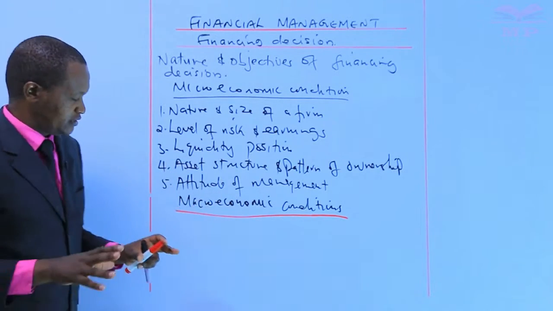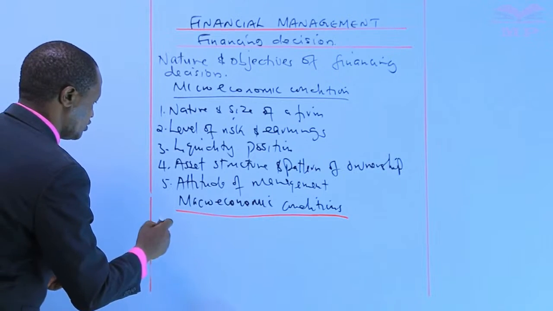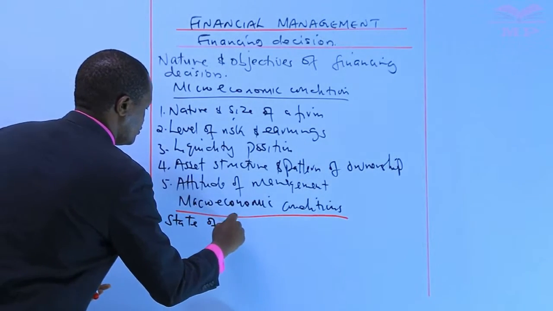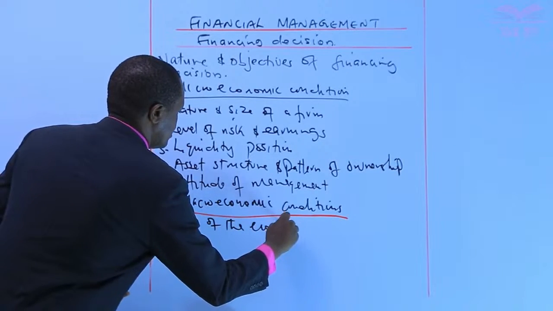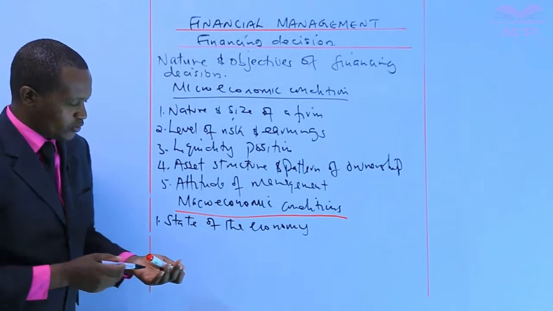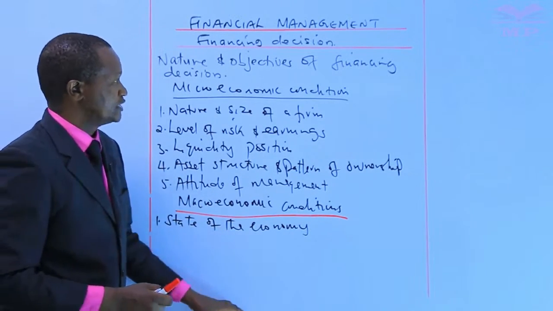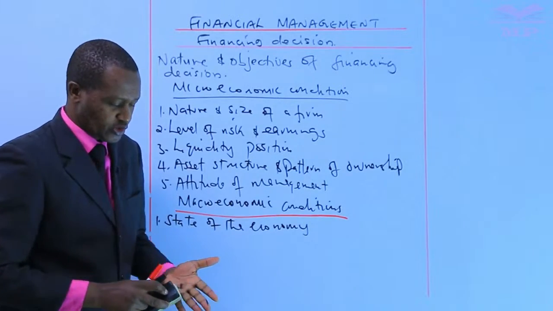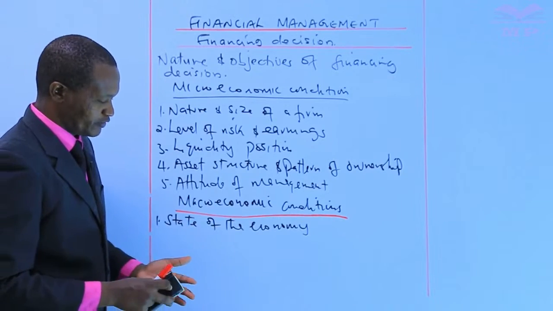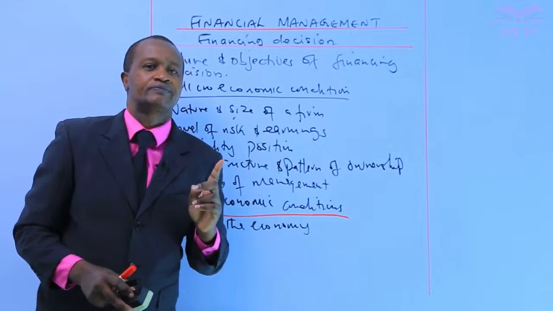the state of the economy. One factor is the state of the economy. How can the state of the economy influence the financing decision of a firm? Remember, we are discussing the macroeconomic factors that have an impact on the financing decision of the firm.